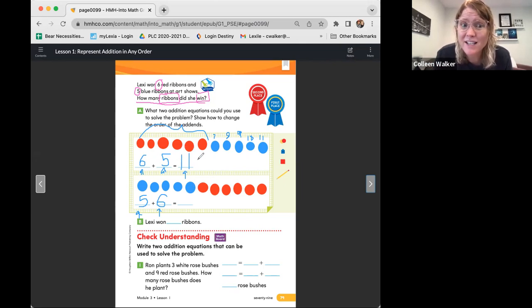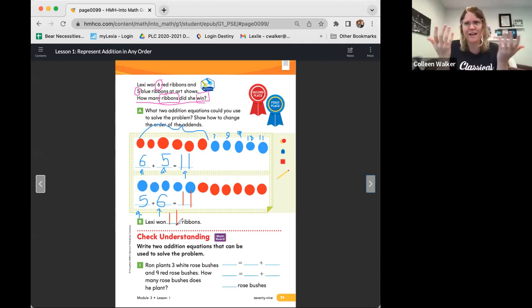Remember, the sum doesn't change when the addends stay the same. So even if you change the order of the addends, the sum will stay the same. Awesome. So how many ribbons did she win? 11. That's correct. High five, friends. Oh, that's actually 10. Give me 10.